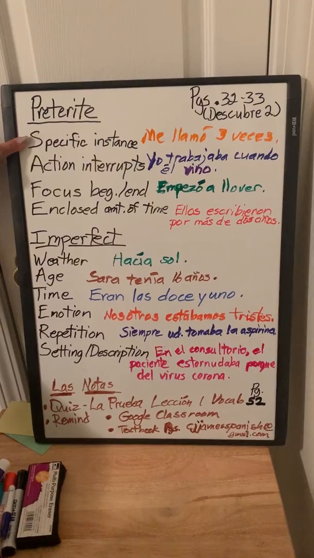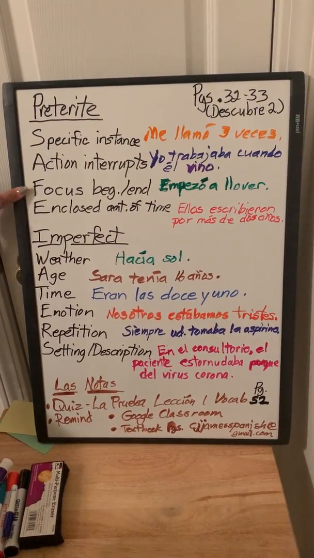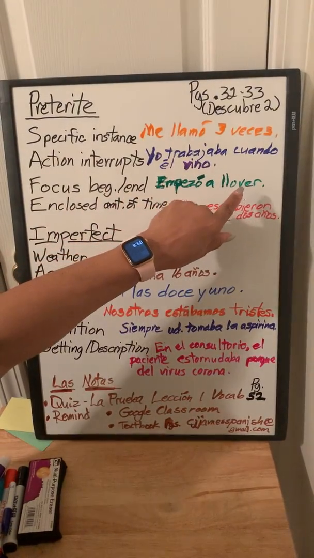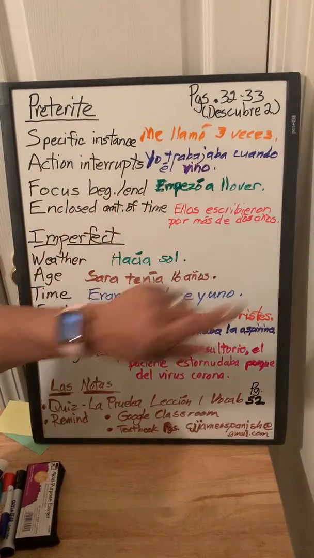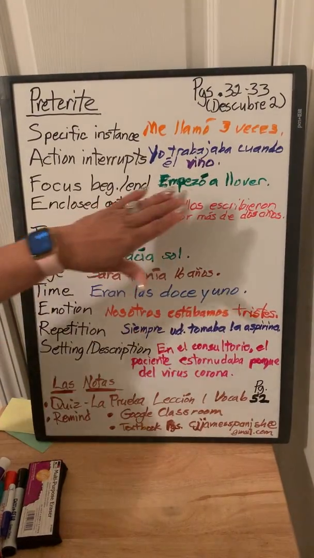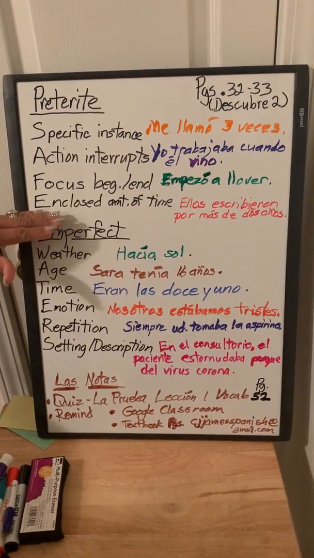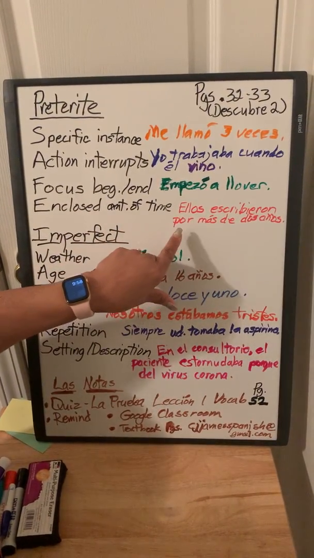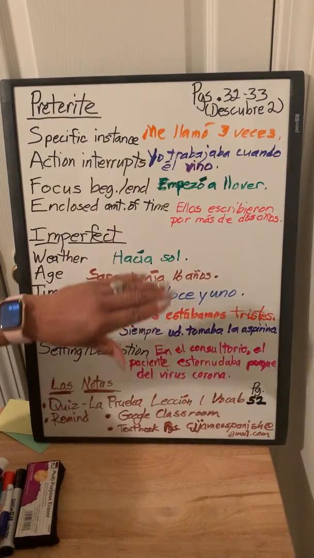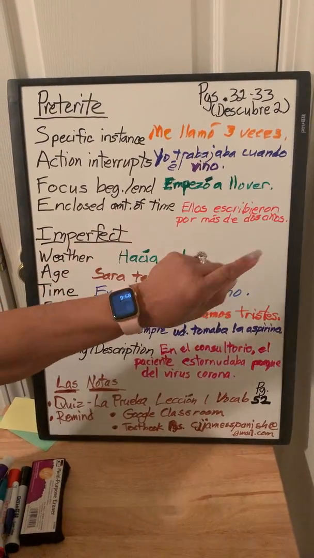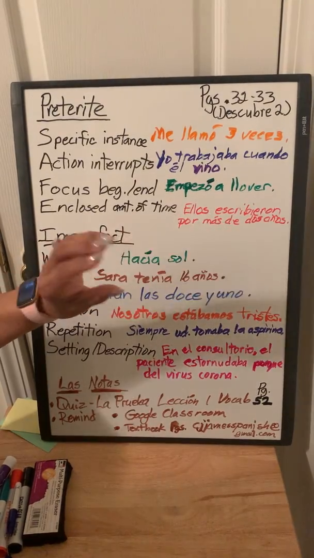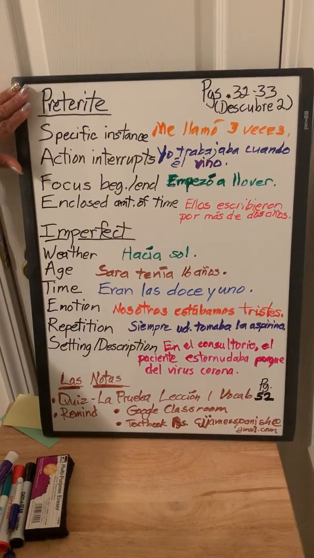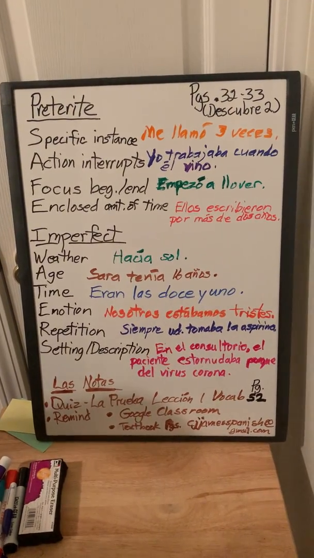So we have S, A, F is for focus, a very focused beginning and end. Empezó a llover. It began to rain. E is for an enclosed amount of time. Ellos escribieron por más de 2 años. They wrote for more than 2 years. It gives you an enclosed amount of time in the past, and that's why we're using the preterite. We use the preterite for safe reasons, right?